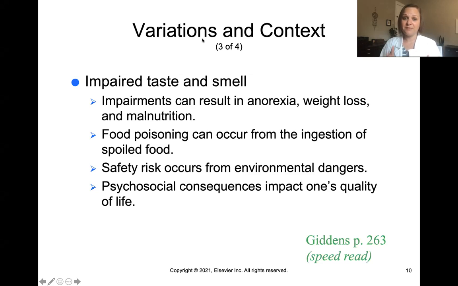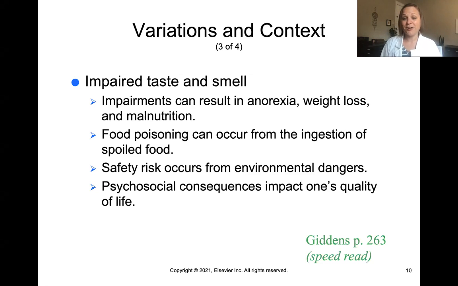Again, for the purpose of this class, we're going to focus most on sight and sound, but we will cover a couple of these other variations for today. Impaired taste and smell impairments can result in anorexia, just not feeling like you want to eat, weight loss and malnutrition. There's something satisfying and delicious about food, and if that satisfying deliciousness is taken away, it's not as much of a motivation to eat.